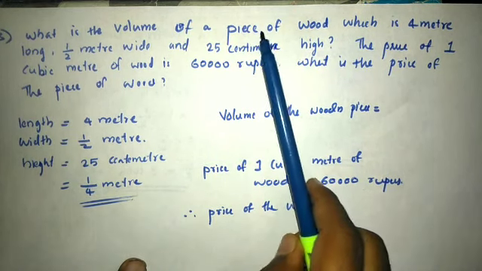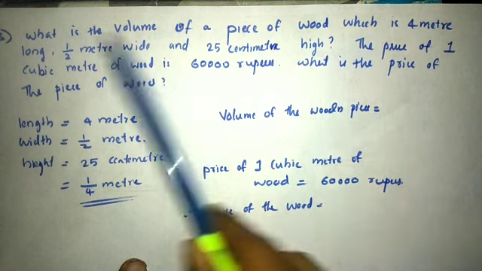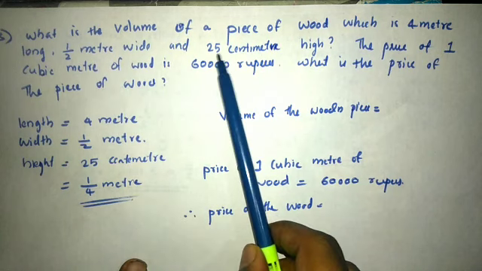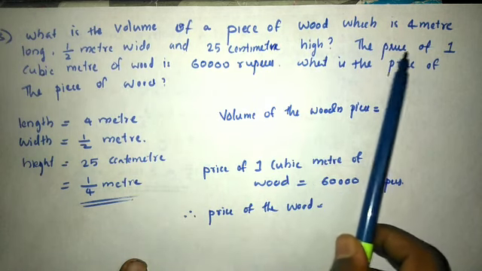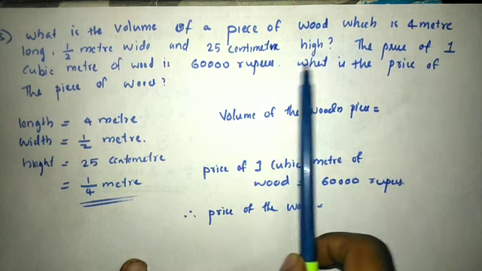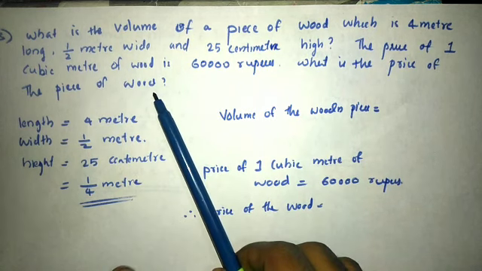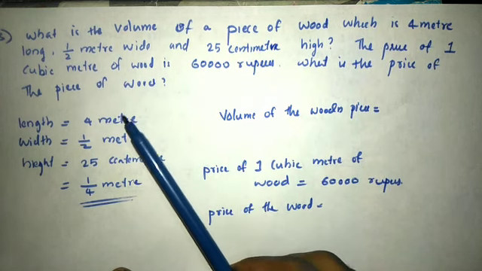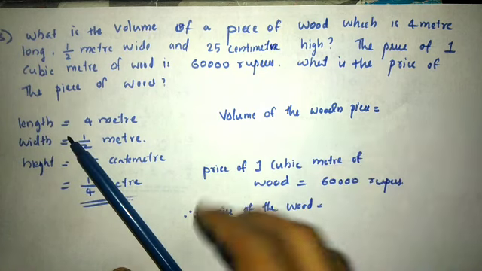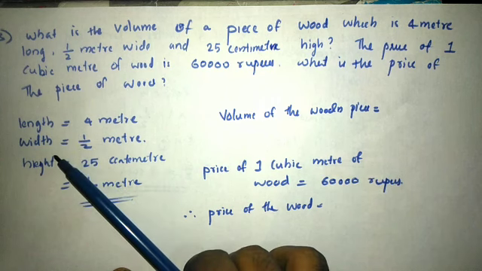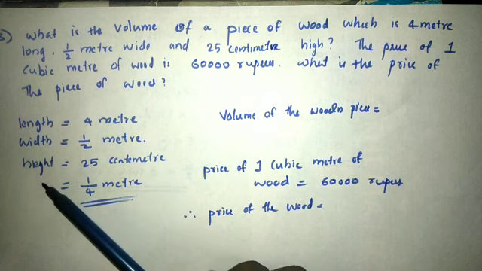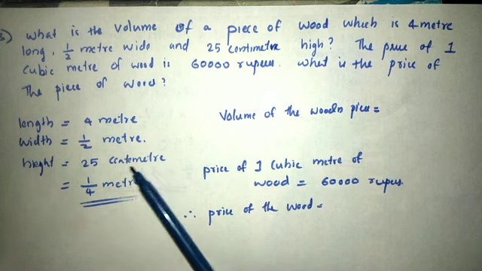What is the volume of the piece of wood which is 4 meter long, half meter wide, and 25 centimeter high? The price of 1 cubic meter of wood is 60,000 rupees. What is the price of the piece of wood? So we have a piece of wood with length 4 meter, width half meter. Both measurements are in meter, and the odd one is the height, 25 centimeter.